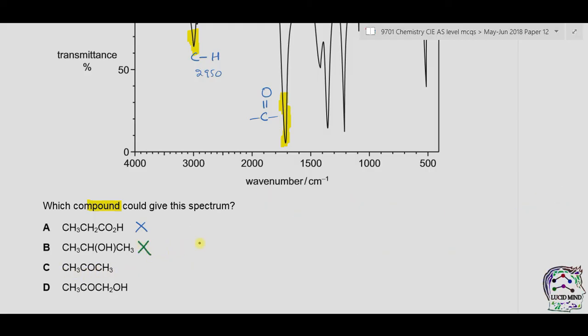Part C is ketone. We have CH3, then carbonyl carbon, then CH3. In ketone we have carbonyl carbon that is present, and it is also present in the spectrum. We also have carbon-hydrogen bond that is also shown in the spectrum. The peak because of carbonyl carbon in ketone is around 1670 to 1740, and it is also a sharp peak. So as it is present, therefore it could be ketone.